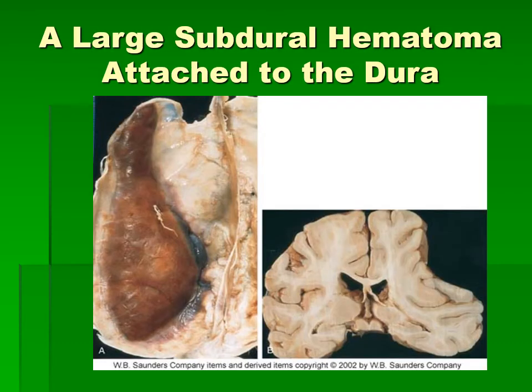This is looking at a very large subdural hematoma attached to the dura. So you can see on the left-hand side of this picture, here it is, a large mass where blood has escaped, and it's underneath the dura. And look at the pressure. Look at the change it's made in the shape of the cerebral hemisphere here. It's really occupied a lot of space and compressed that area.